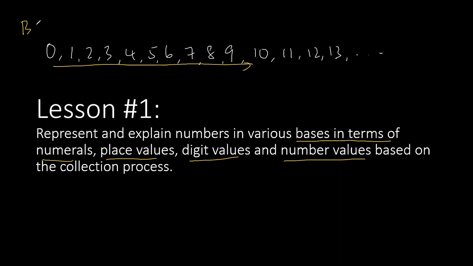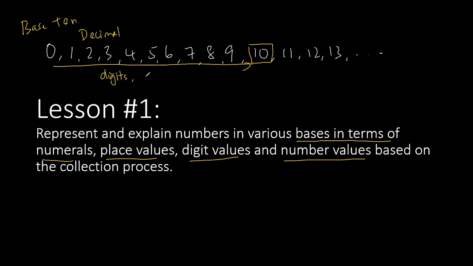We call them the base 10 system, or another name is the decimal system. The decimal system consists of 10 digits. After 9, you will see that the number becomes 2 digits. So 0 until 9, we call them digits.